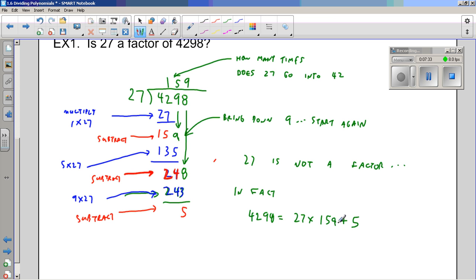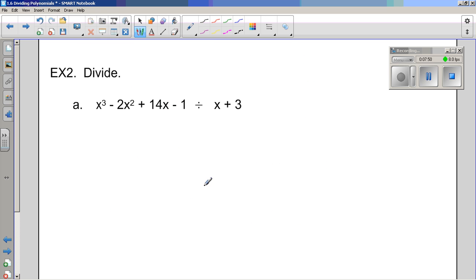And check that on your calculator. This is true, right? The big number is what I was dividing by times what I got plus the remainder. And then we'll see that this is going to be an important statement for us soon. Why did we go through this? Well, our next task is to do this using polynomials.